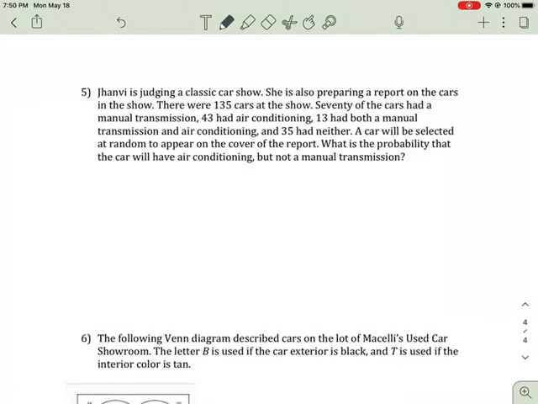Javia here is judging a classic car show, and she's preparing a report on cars in the show. There were 135 cars. 70 of the cars had manual transmission, 43 had air conditioning, and 13 had both manual and air conditioning, and 35 had none of the above. A car will be selected at random to appear on the cover of the report. What's the probability of a car with air conditioning but not manual transmission? That's a lot. How are we going to figure this out?